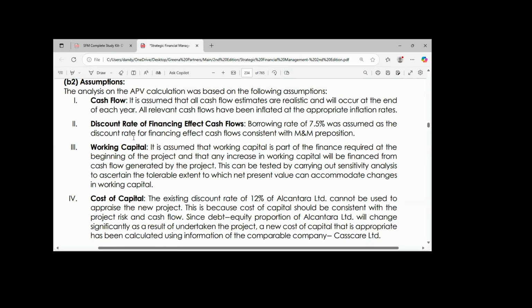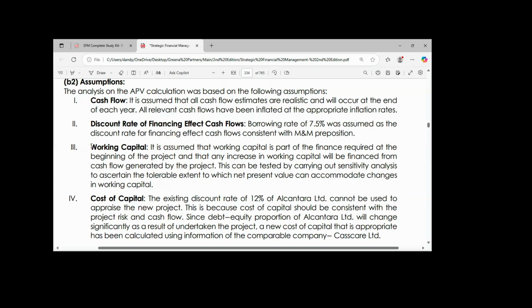Then next is the discount rate of financing effect cash flow. You recall that I explained this in detail, that you can either assume the risk-free rate of return or cost of borrowing. But in our own case, we assume the cost of borrowing. Therefore, discount rates of financing effect cash flow: borrowing rate of 7.5% was assumed as the discount rate for financing effect cash flow, consistent with M&M proposition, because M&M did not tell us what discount rate to be used for financing effect cash flow. Therefore, you are at liberty to either assume the cost of borrowing or the risk-free rate of return.